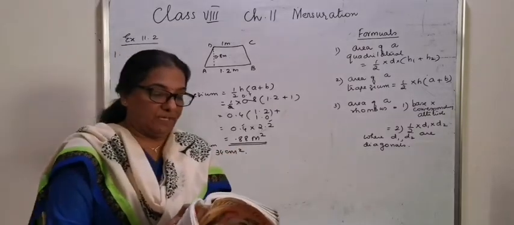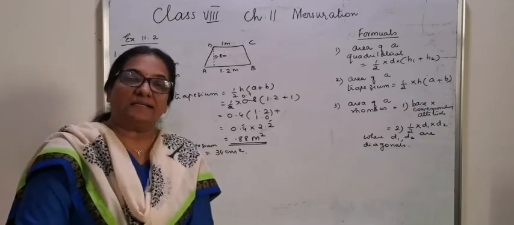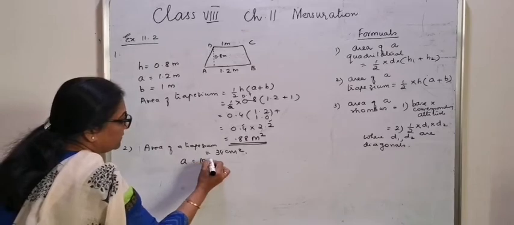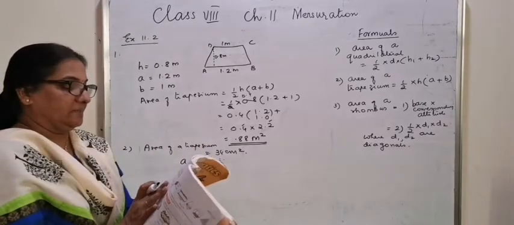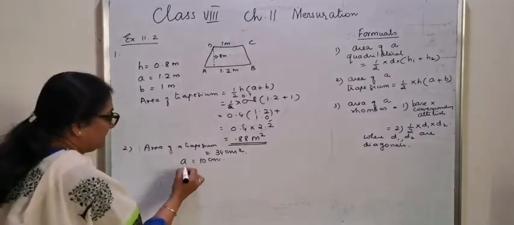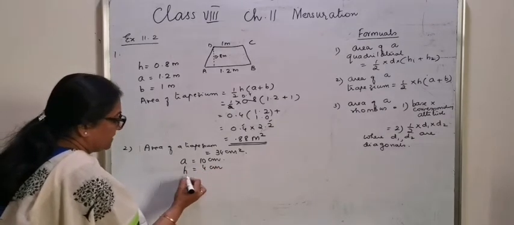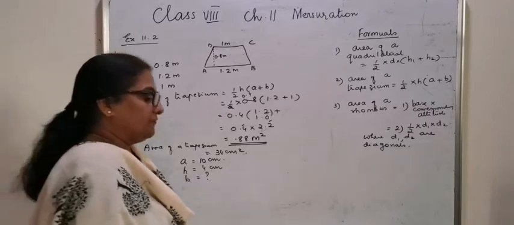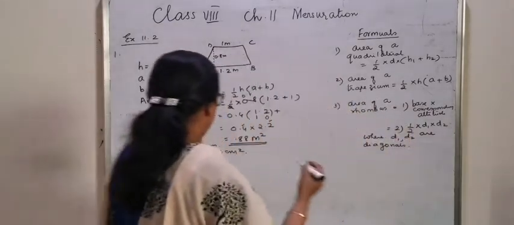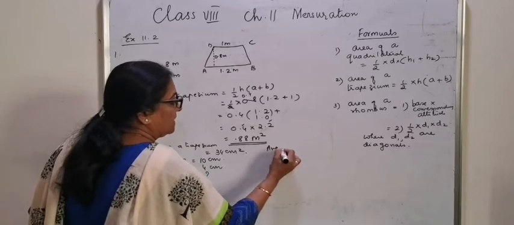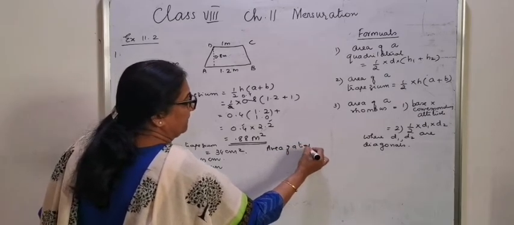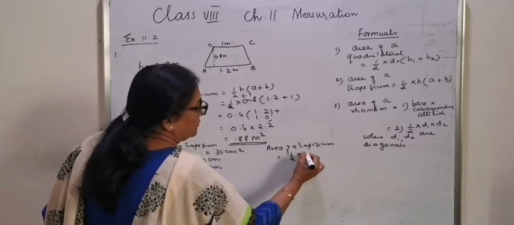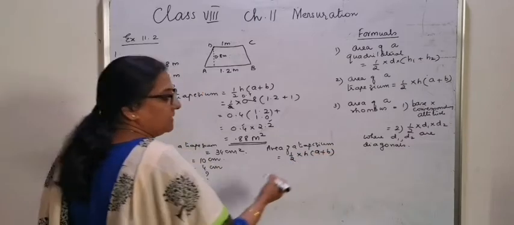Let's recall the formula. Length of one of the parallel sides is 10 centimeter. Let's take the letter A as one of the parallel sides, 10 centimeter. Height is given as 4 centimeter. You are asked to find out the second base. So the formula for the area of a trapezium is equal to half into h into a plus b.